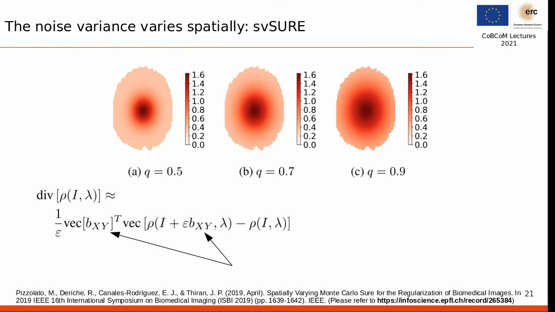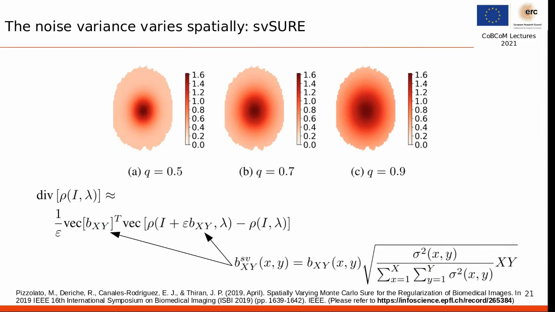So in order to tackle such a situation, we need to find a different way to estimate the divergence terms that we have seen in the formula above. And the way we came up with was to compute a different vector bxy that we call the SV because it's spatially varying. Then we can replace it in the original formula and go back to evaluate this SURE in a spatially varying scenario.